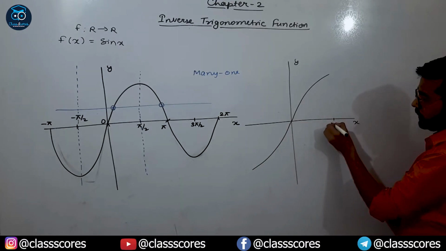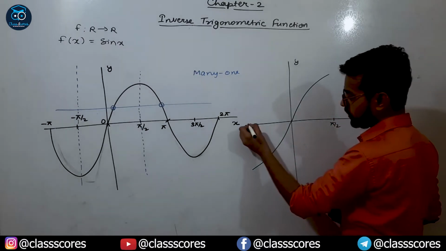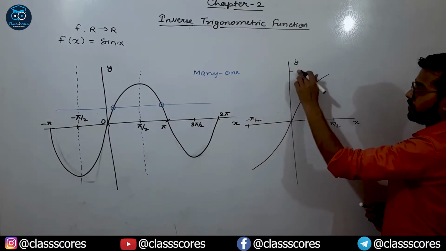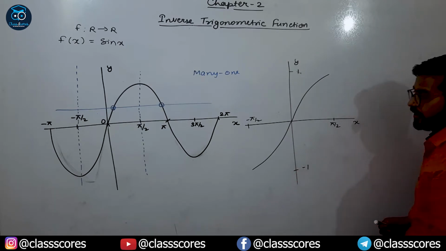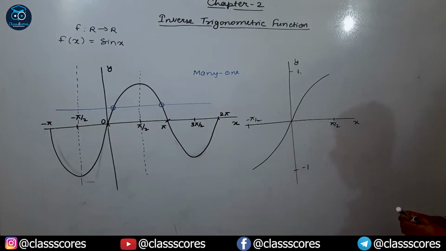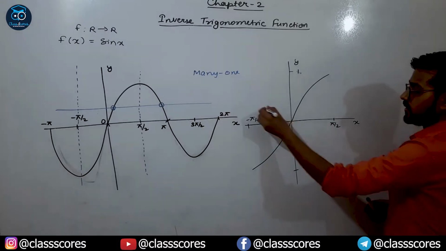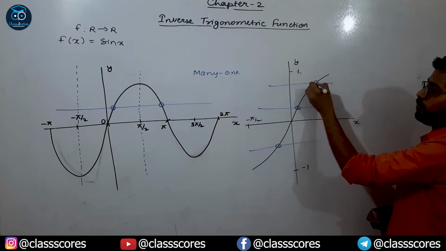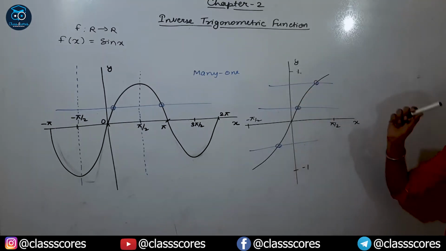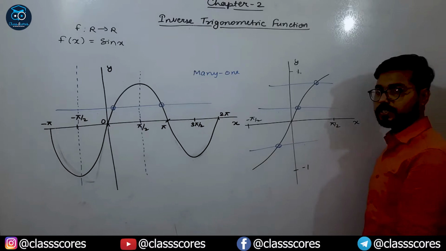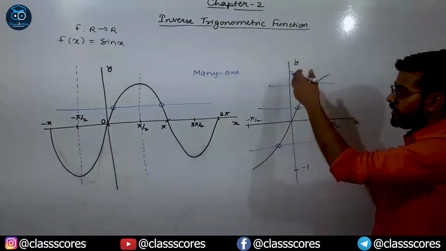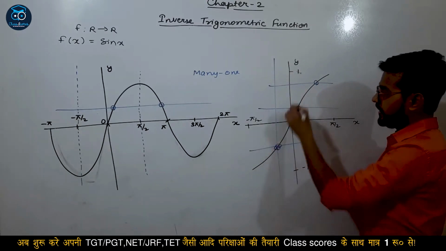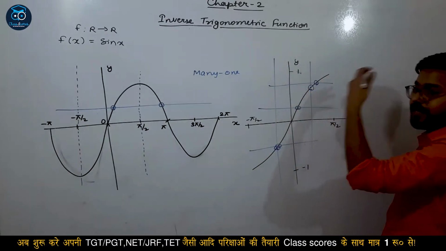This point is pi by 2, this point is minus pi by 2, this point is 1, and this point is minus 1. Now here you can draw any parallel line from the x-axis. It always cuts at one and only one point. So now we can say the function is 1-1. If we need to check the function is onto or not, then draw a parallel line through the y-axis. This is the y-axis, just draw. It cuts at 1 point, and so on.